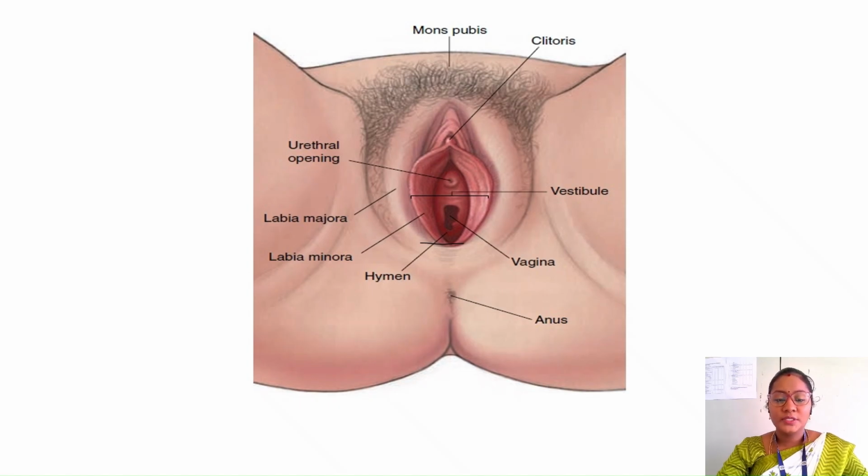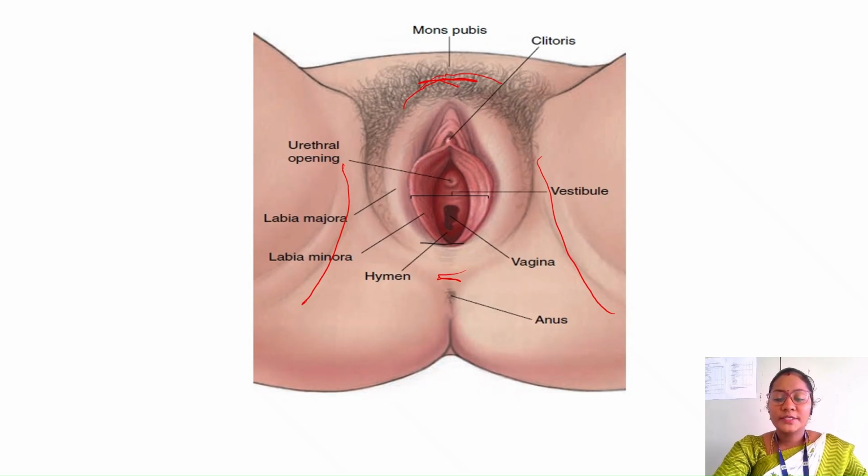So see this image. This image will show a clear-cut view of everything. So this is the part of the mons pubis. So already we discussed the borders of the external genital organ. So anteriorly it is bounded by the mons pubis. So this region is the mons pubis and posteriorly by the rectum. And then laterally it is bounded by the genitocrural fold. So this is the genitocrural fold.